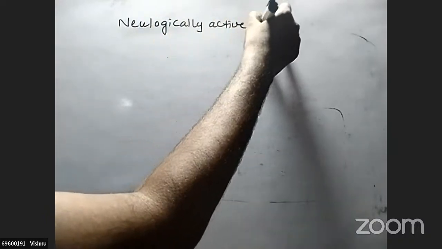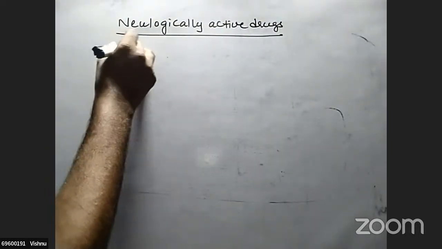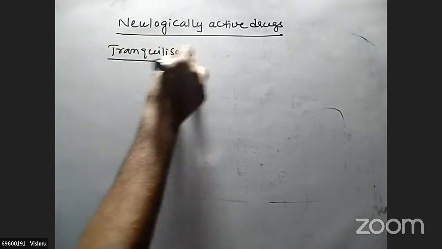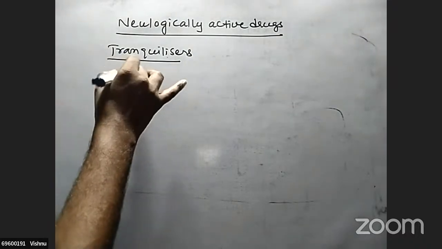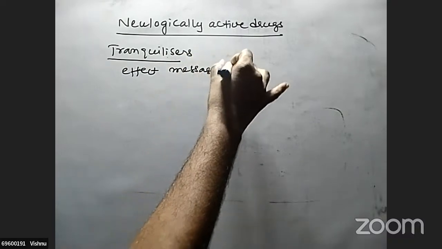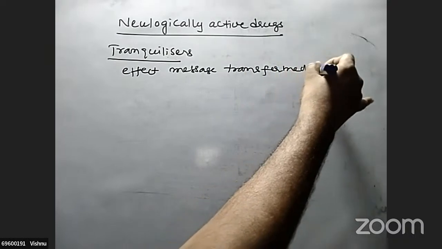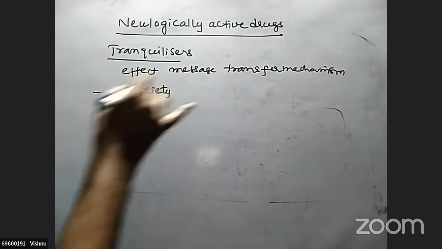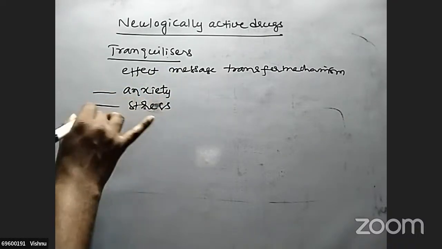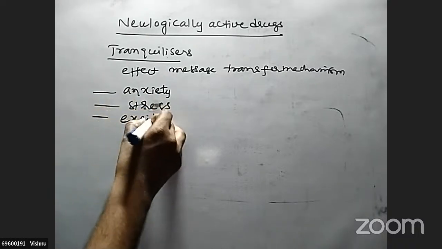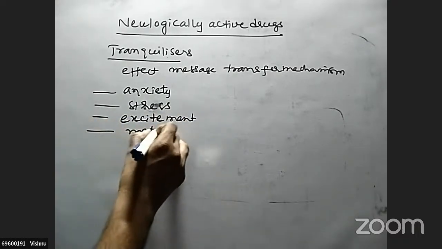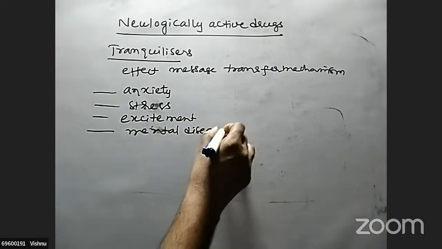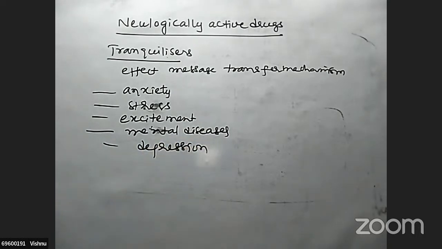The next type of drugs are tranquilizers, which we can also call neurologically active drugs. What is the use of tranquilizers? They affect the message transfer mechanism between neurons, and they are used for patients suffering from anxiety, stress, excitement, mental diseases, and also depression.